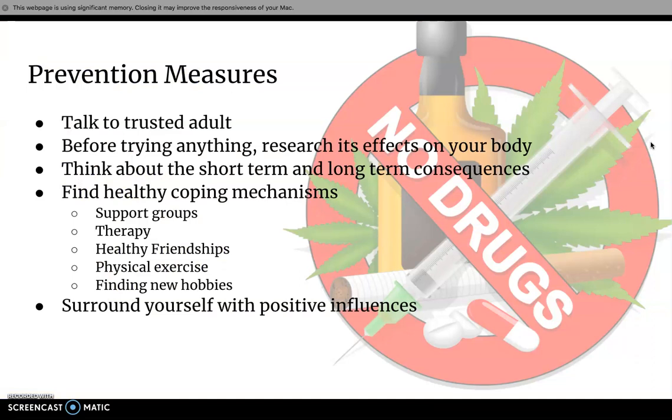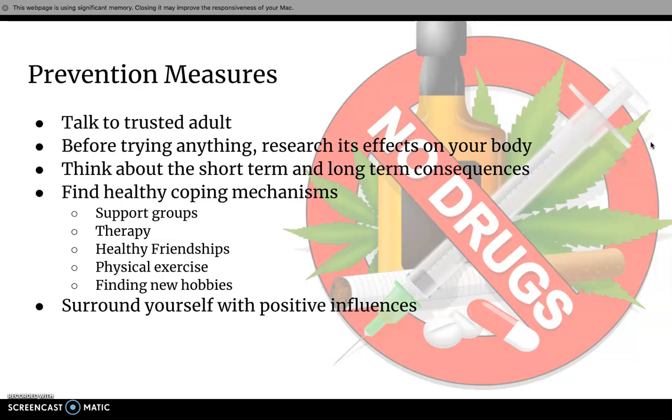Prevention measures. It is most important to talk to a trusted adult and let them know if you are thinking about trying anything or you are currently using and want to seek help on how to quit. Have some resources. Just talk to a trusted adult. This can be a school nurse, a parent, a guidance counselor at your school, or anybody that you trust.